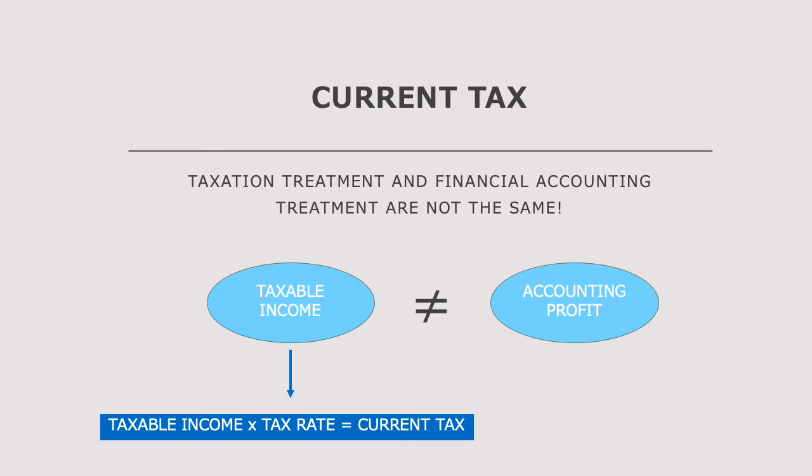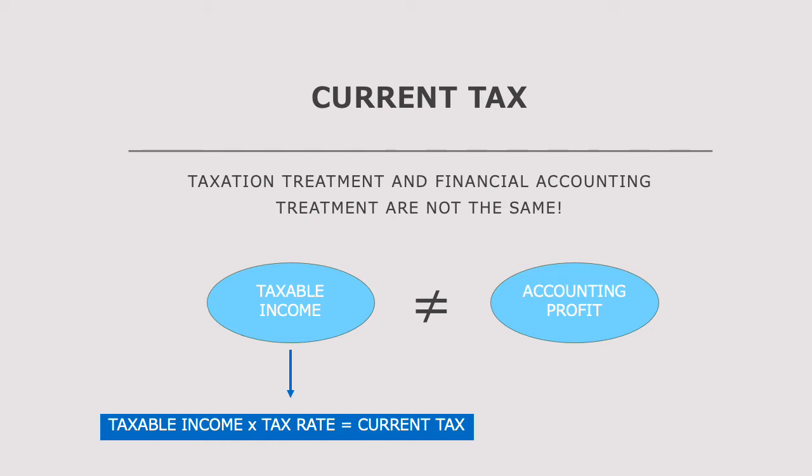Now, what's very important to understand is that the taxation treatment and the financial accounting treatment of current tax are not the same. In BEL 200, you learn how to calculate taxable income, but in financial accounting, we don't calculate taxable income, we calculate accounting profit. But accounting profit is not the starting point for our current tax calculation. Taxable income is. So what's very important to note is that taxable income is not the same as accounting profit.